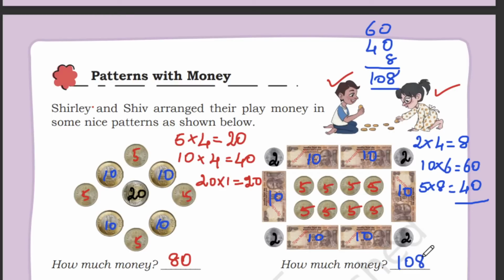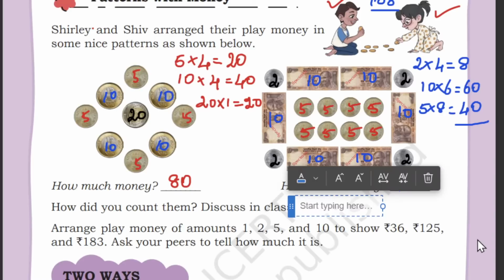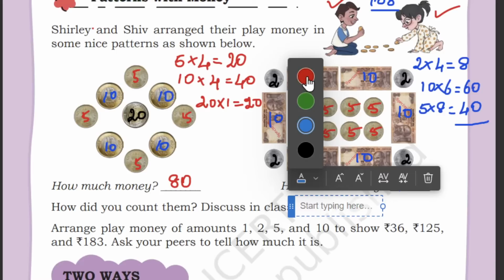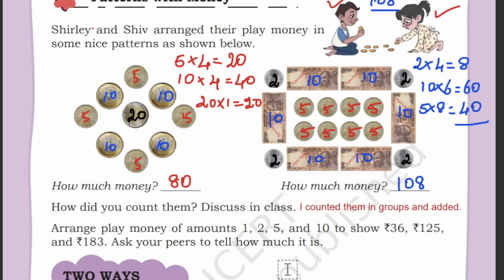Okay, so next, how did you count them? Discuss in class. So how did you count those? So you can write, I counted them in groups and added. I will type it over. I counted them in groups and added.